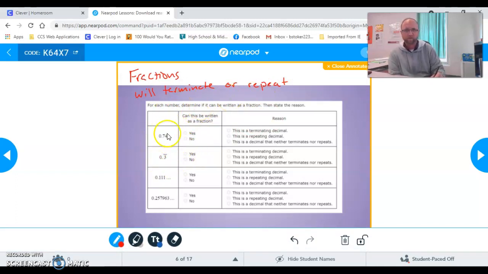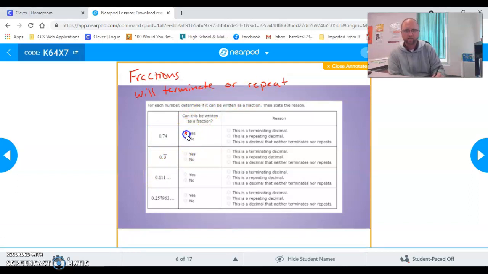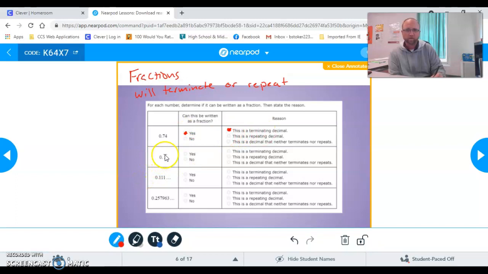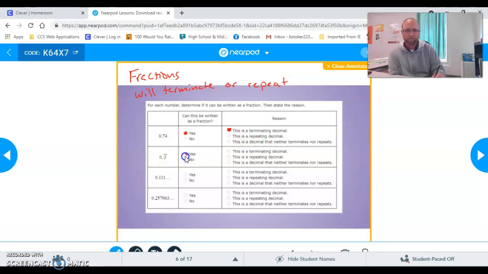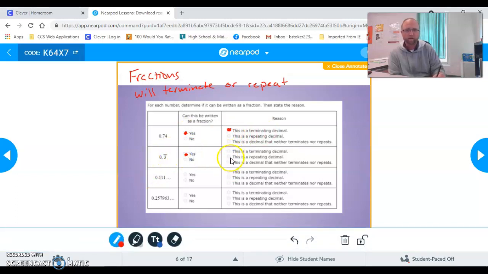So if we look at this, 0.74, can this be written as a fraction? Yes. Why? Terminating decimal. Okay. 0.3 repeating, remember that bar means repeating. Can that be written as a fraction? Yes, it can. Why? Repeating decimal.